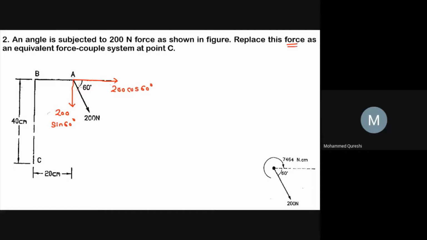And we have to replace this force as an equivalent force couple system at point C, means over here. So let us take the moment at point C. So taking moment about C, therefore MC equals to 200 cos 60. This is your one force, and this force makes the perpendicular distance over here with respect to point C as 40. So here I will write 200 cos 60 into 40, and this 200 cos 60 moves towards point C in clockwise direction, hence it will be positive.